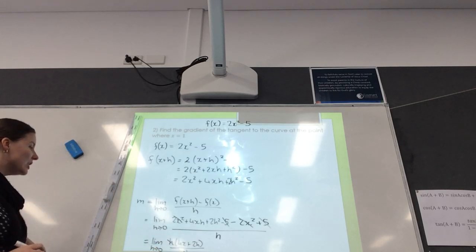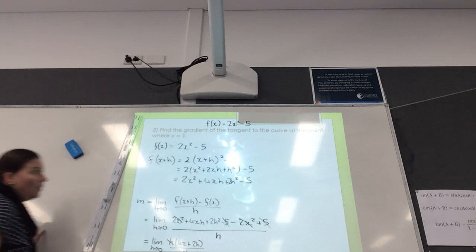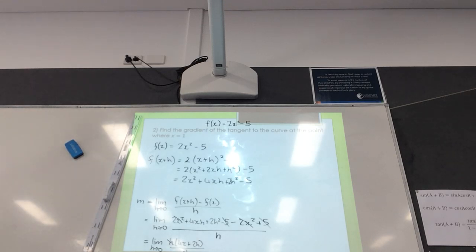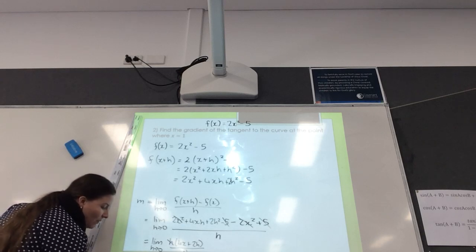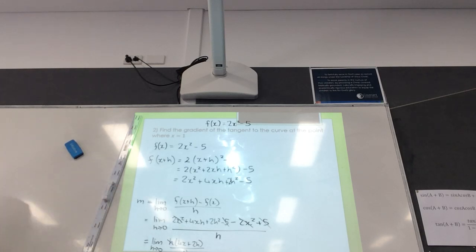Now, this isn't actually my answer though. Why is that? So I'm looking at x equals 1, right? So that means my gradient is 4.